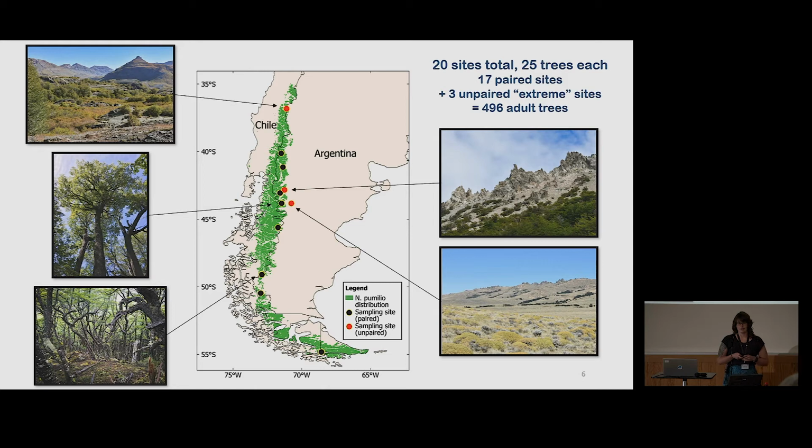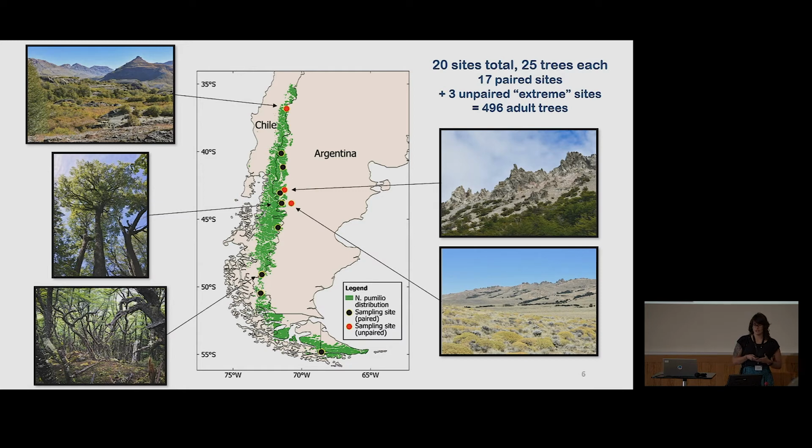Essentially what happened is we got to the forest and realized, oh crap, there's only 1 elevation we can actually sample at. So we did 1 site there, and then we moved the intended pair to the center of another pair that already existed. So we had a total of 20 sites, 17 of which were paired, 3 of which were unpaired.